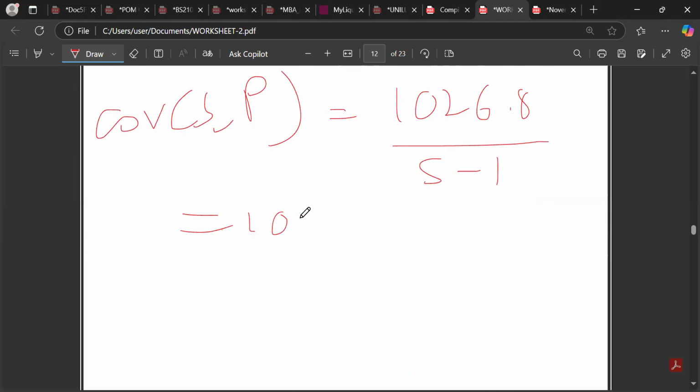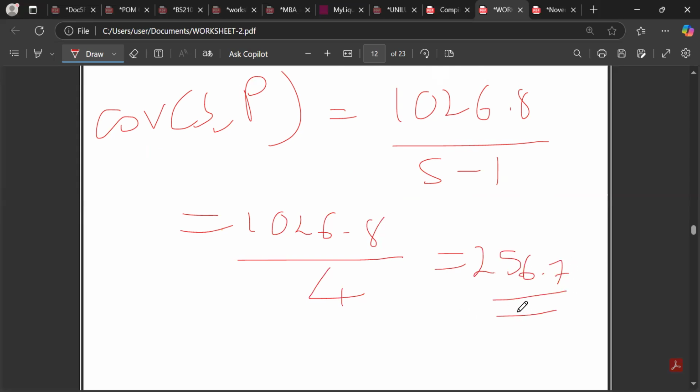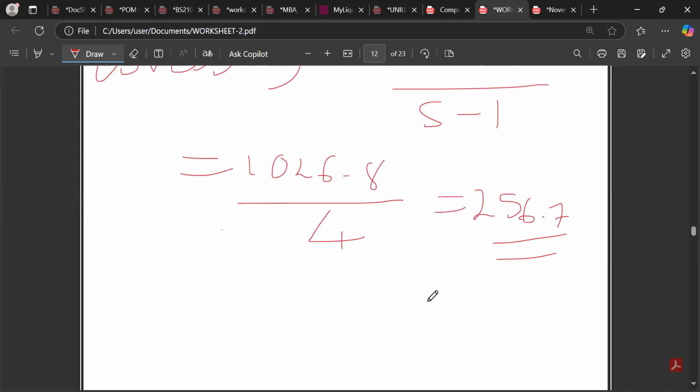Let's say 1026.8 over 4. What are we getting as the answer here? That's our answer: 256.7. So this is our covariance between Sophie's stocks and the market proxy's returns. Having found the covariance, we now need to find the variance of the market proxy.